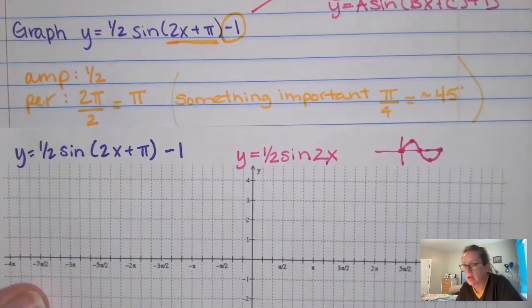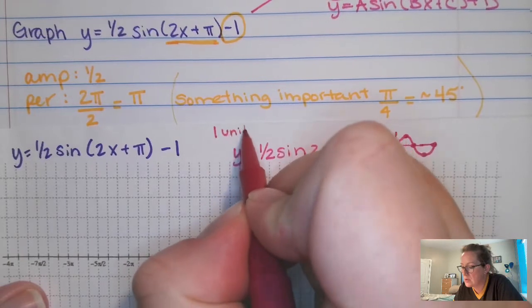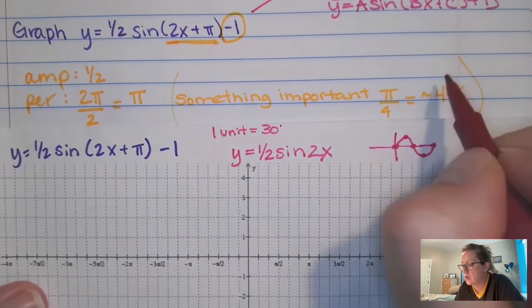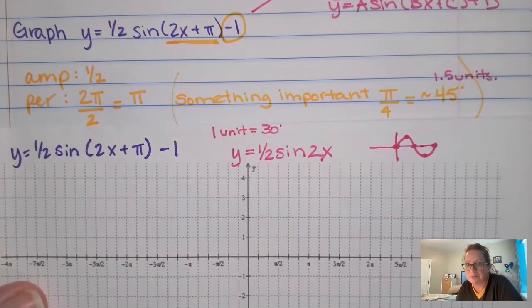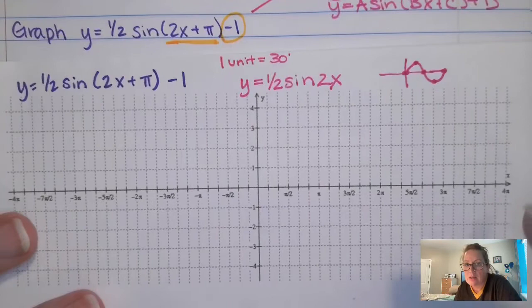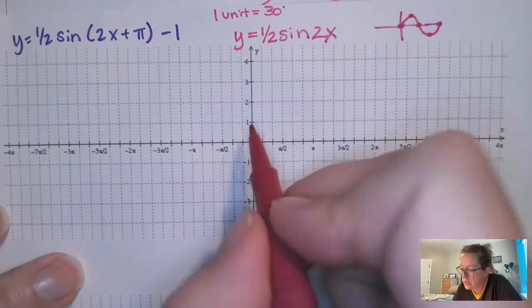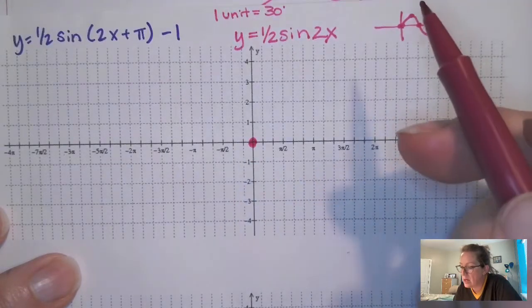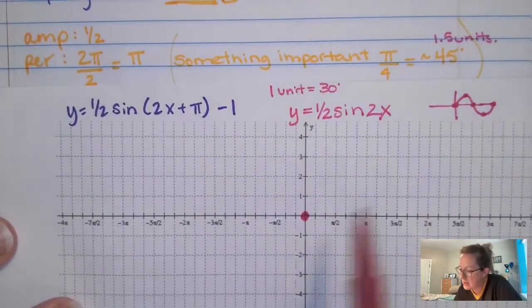We said something important happens every 45 degrees. Remember, one of these units, if you're using this graph paper, is 30 degrees. So really 1.5 units is where something important is happening. All right, so let's start to graph this guy. I'll take away all this stuff. So we're starting at the center. And then our end, what did we say our period was? Our period is pi.